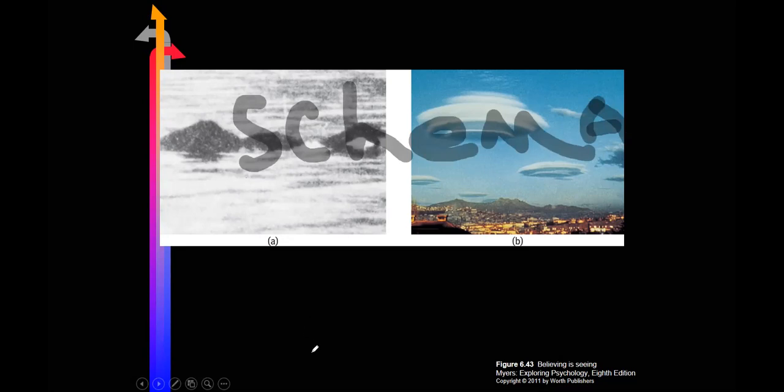Let's talk about the influence of schema. That's how you pronounce that word. Schema is sort of our worldview, how we think things in the real world work. It might be applied to particular aspects or just our overall worldview of things. So schema, how we think things work.